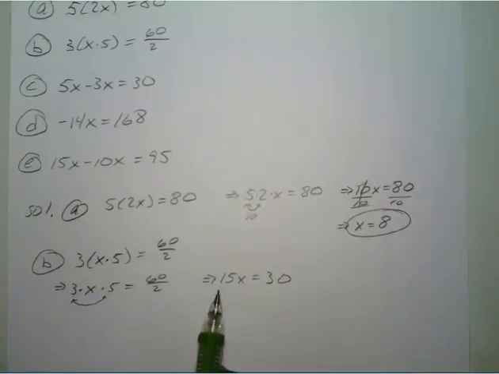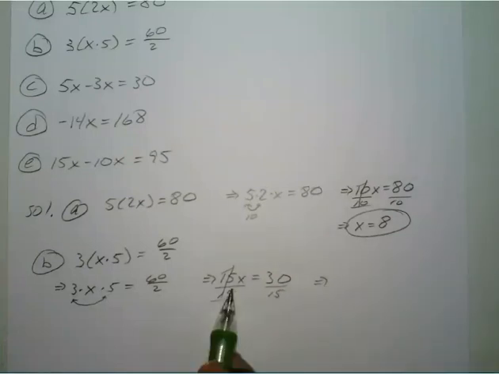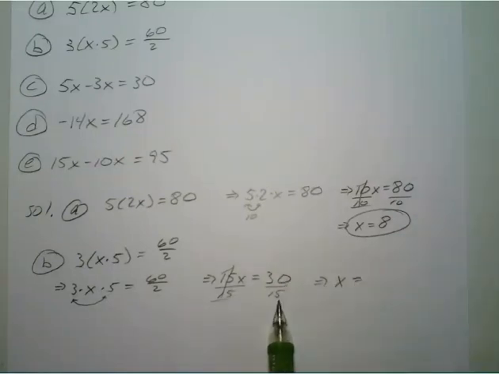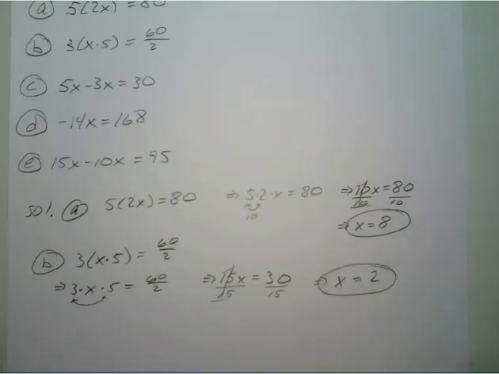And then we just solve. So we have 15 times x. So of course, since it's multiplication, you're going to do division. So we're going to divide both sides by 15. Anything divided by itself is just 1. So the left side of the equal sign is just x. And that's equal to 30 divided by 15, which is 2 on the right side of the equal sign.